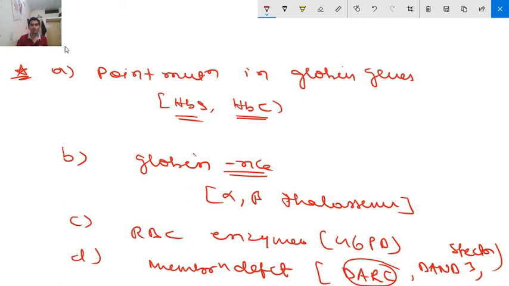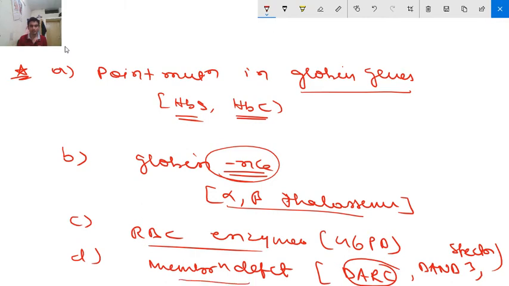So there will be point mutation in globin genes, globin deficiency, and alpha and beta thalassemia; RBC enzymes will be affected, RBC membrane will be affected. If these are occurring, this will increase the chances of malaria. Getting? Now coming to the morphology which we observe during diagnosis.